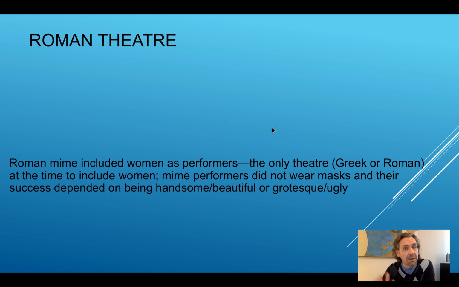Roman mime, however, unlike Greek performances, did include women as performers. And it is the only theater at that time that included women. Mime performers did not wear masks, and their success depended on being handsome and beautiful or grotesque and ugly. So, what that means is that the Roman mime performers, male and female, were successful the more handsome or beautiful they were, or successful the more grotesque and ugly they were, based upon the type of mime that they did.